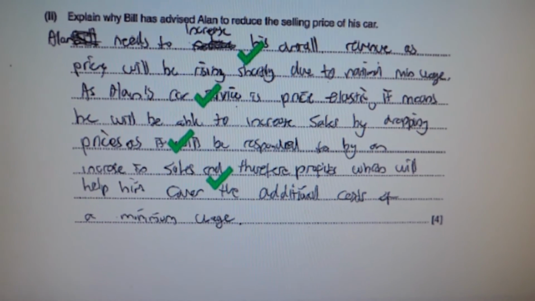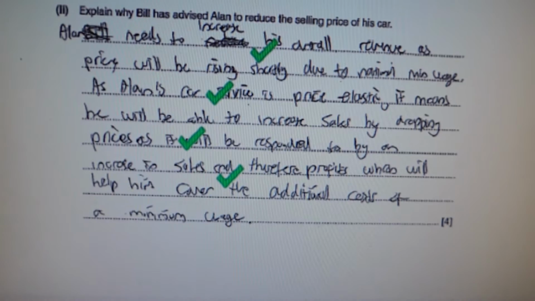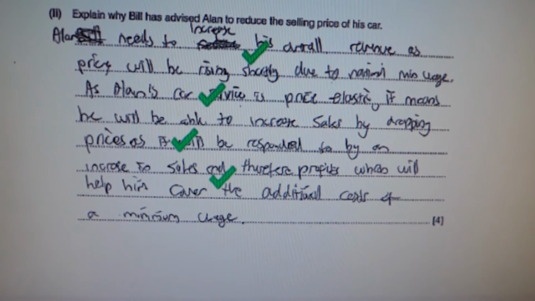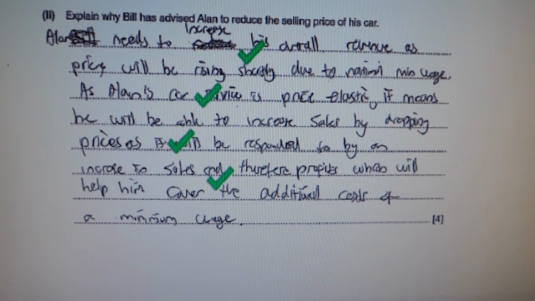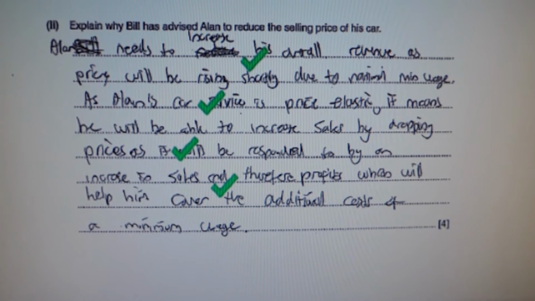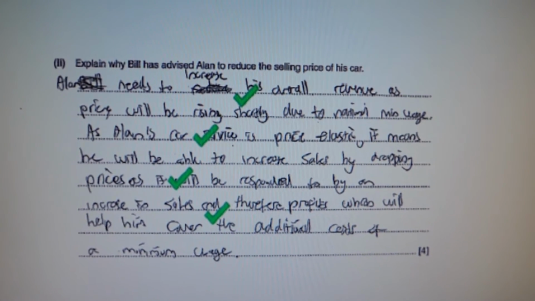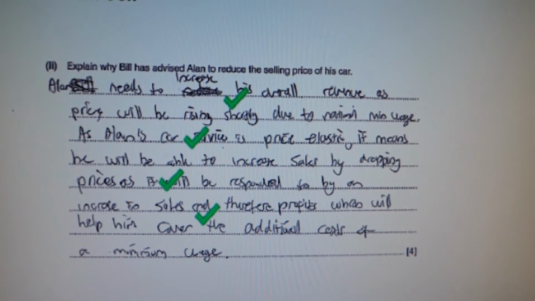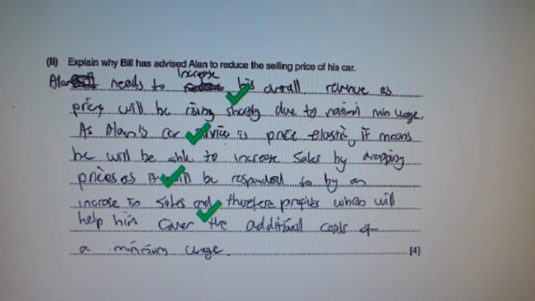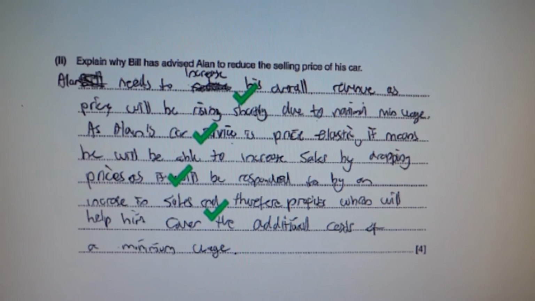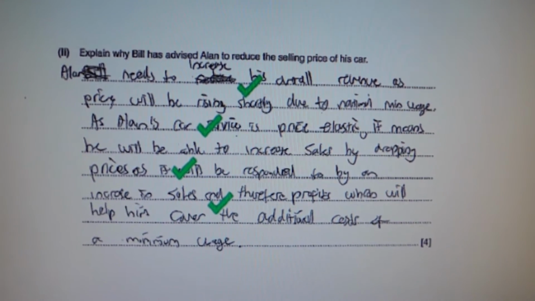So what's this candidate written? The candidate has written, as Alan's car is price elastic, it means he will be able to increase sales by dropping prices. More likely to increase sales, therefore profits, more likely to cover the costs of the car, etc. So the general gist of it is there.